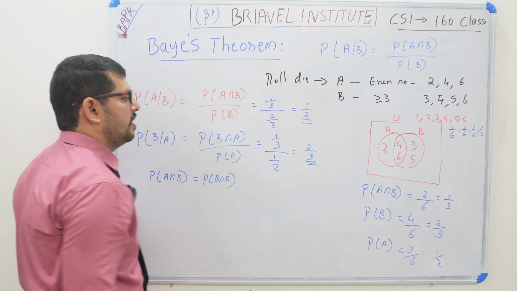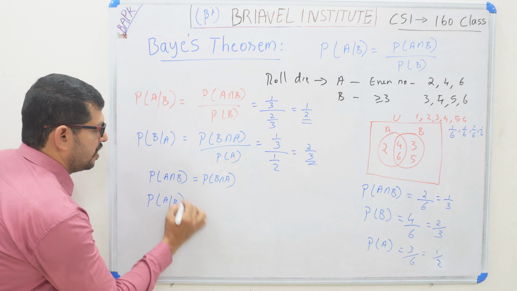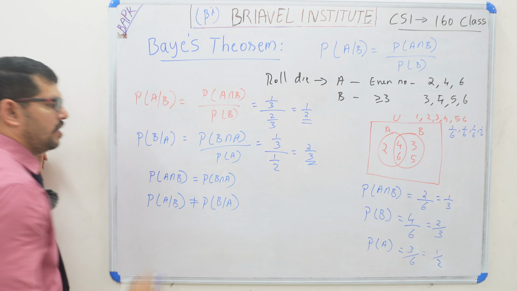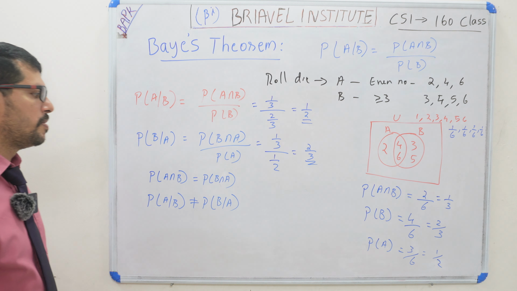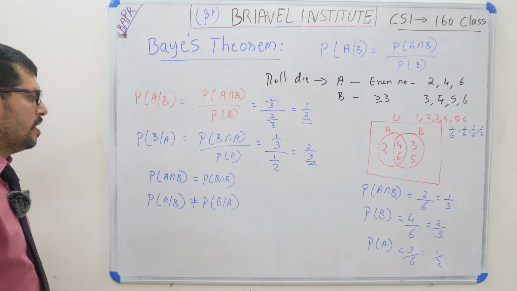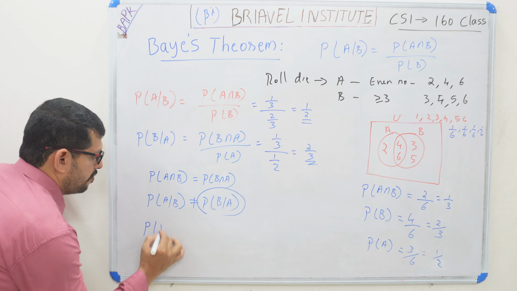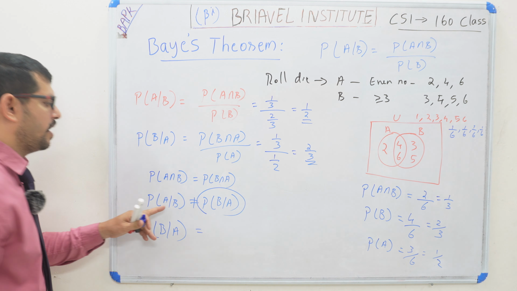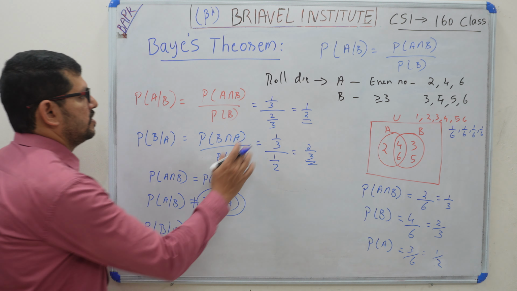So what is the probability? 2 by 3. Now we understood that the probability of A given B is not equal to the probability of B given A. Now, in Bayes theorem, the probability of B given A will be written in terms of the probability of A given B. So the probability of A given B, how to write? This is 1 by 2.